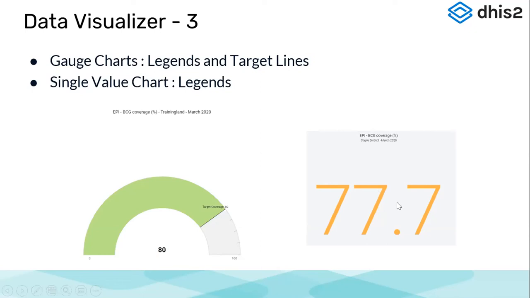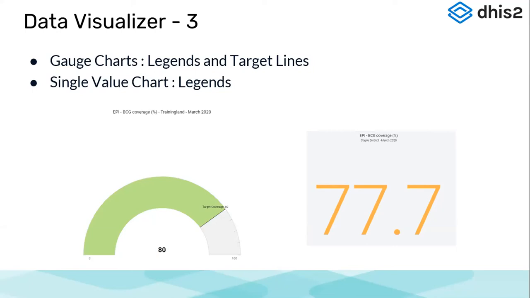So for example, just imagine we have this single value chart where we are expecting a percentage. In previous versions, actually in 2.33, this percentage value, whatever the value is, even if it is 40% or 80% or 90%, would be displayed just in black color. But now we can set the legends. Supposing that the expected value is more than 80%, if the value is more than 80%, we are satisfied and we want to highlight it in green color, that is possible. If it is less than 50, we want to make it red, that is also possible.